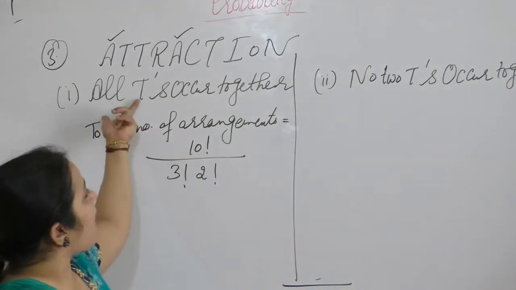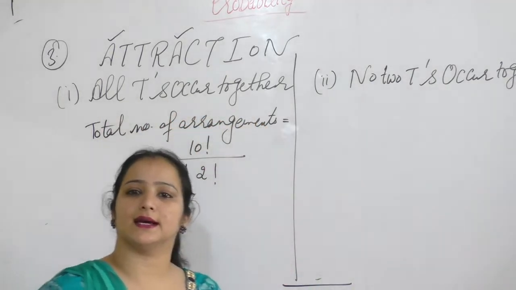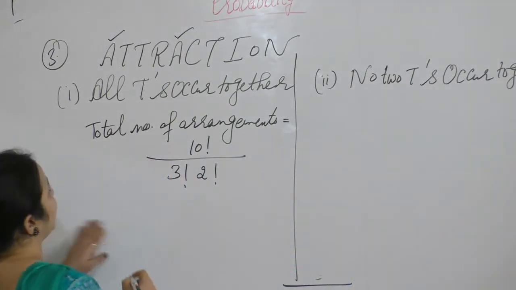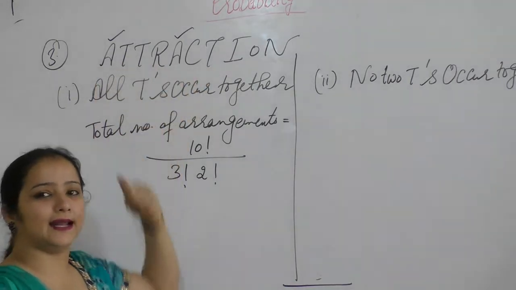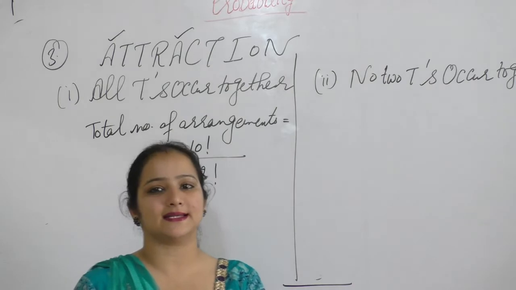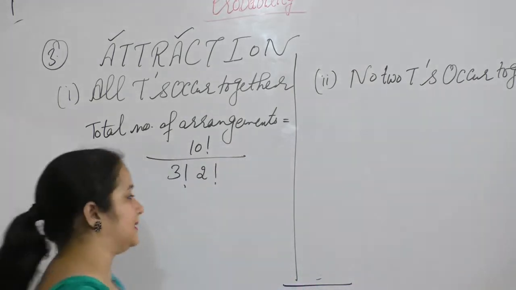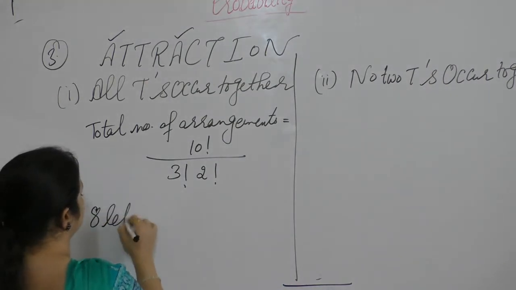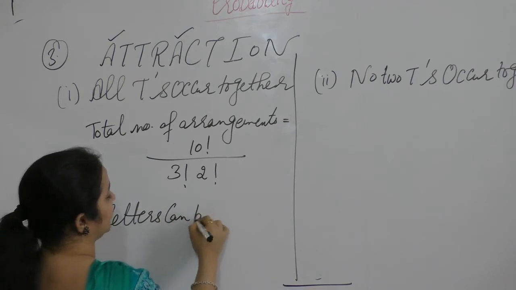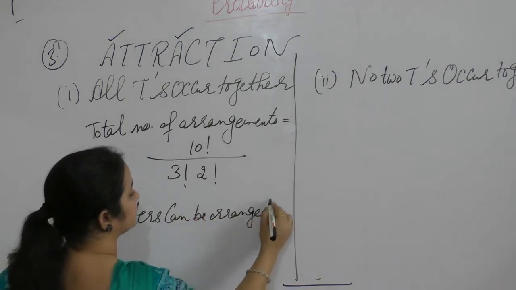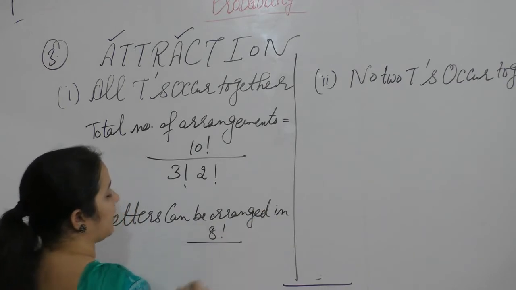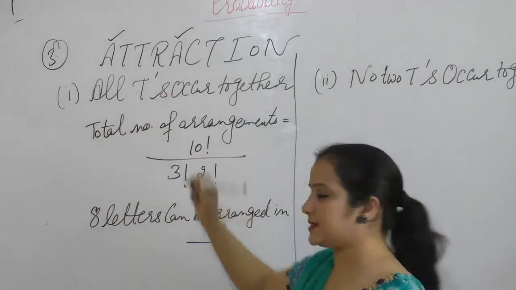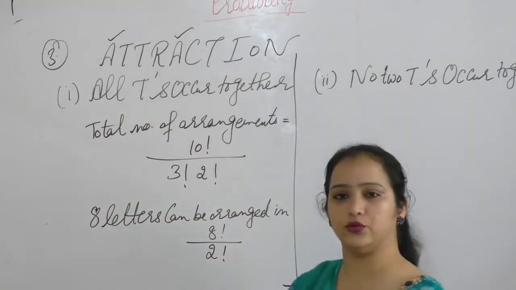Now the question is, all the T's occur together. Since there are 3 T's, take all the 3 T's as one letter. If we take all the 3 T's as one letter, 10 minus 3, 7, and all T's as 1. Now we have 8 letters. Now how can we arrange these 8 letters? 8 letters can be arranged in 8 factorial. We have considered all the 3 T's as 1. Now there are 2 A's. So 8 factorial upon 2 factorial.